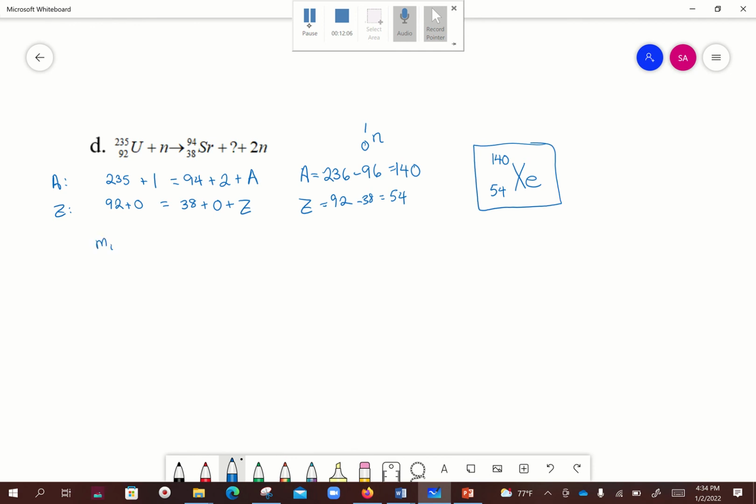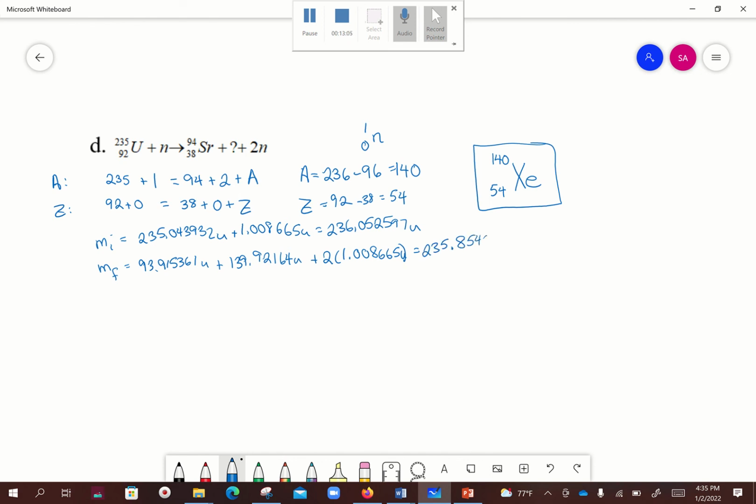Figure out the masses. My initial mass is the mass of uranium 235, 235.043932 U, plus the mass of a neutron, 1.008665 U. So I get 236.052597 U. The final mass is the mass of that strontium nucleus, 93.915361, plus the mass of the xenon, 139.92164, plus 2 times the mass of a neutron, 1.008665 U, and I get 235.854331 U. So now if you look at these two numbers, you can see the difference is a lot bigger than what I had before.